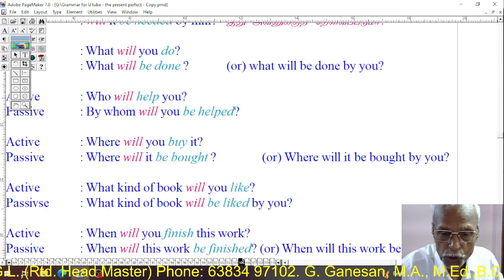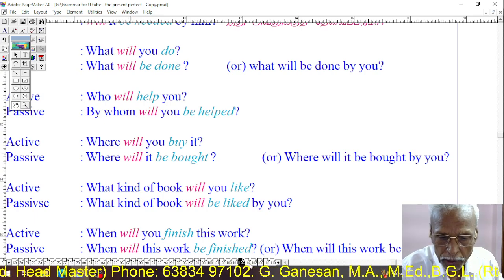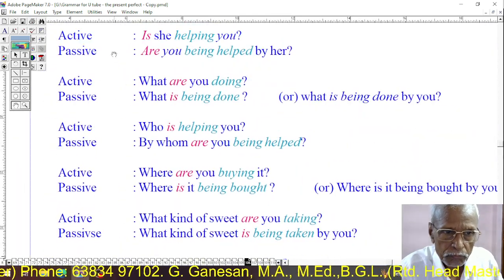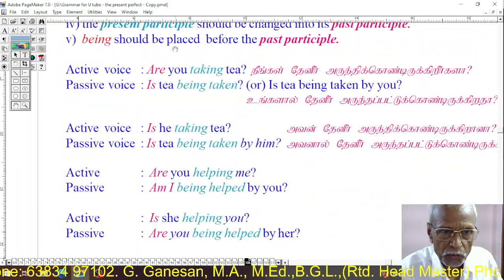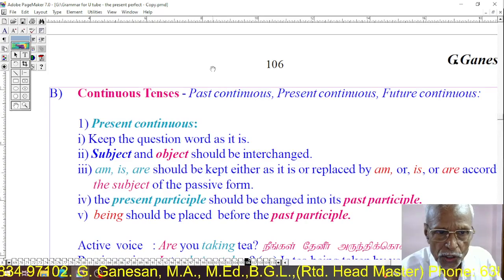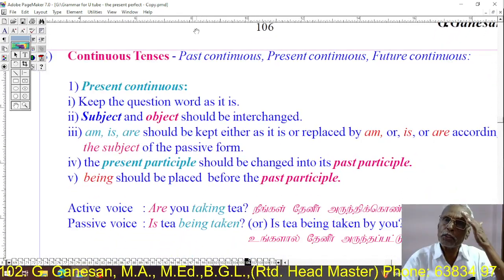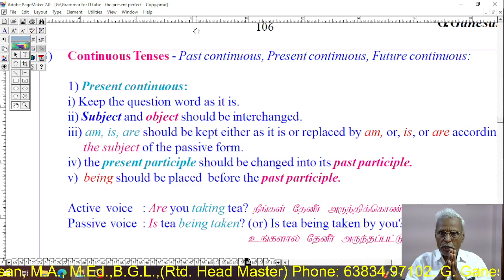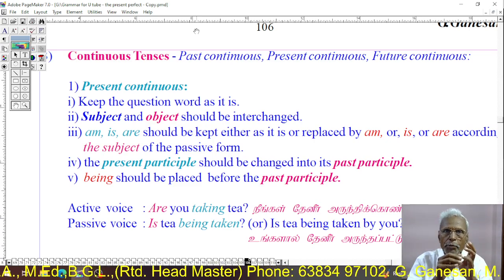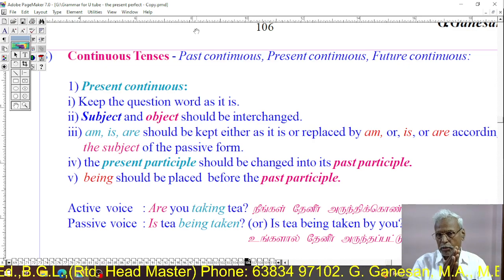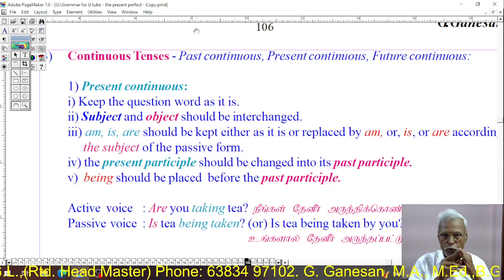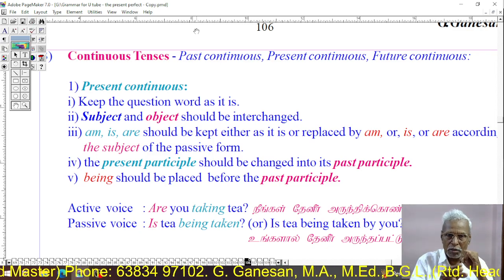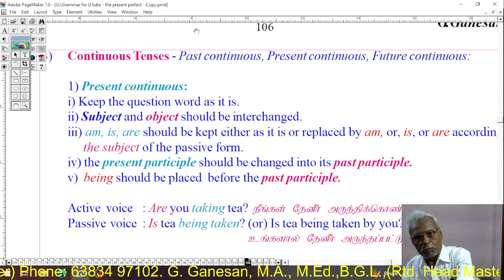Now we are going to see the continuous tenses: present continuous, past continuous, and future continuous. In the present continuous there will be two verbs. The first verb will be am, is, are, and the second verb will be the present participle.